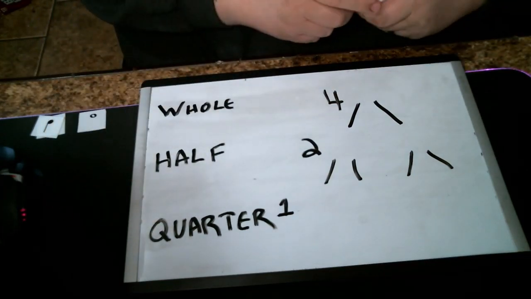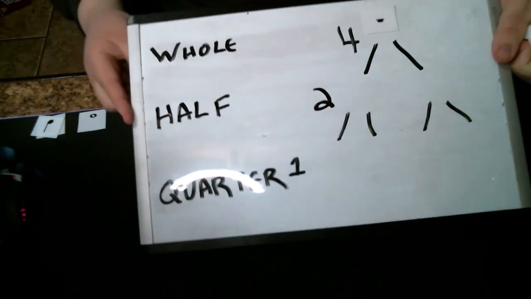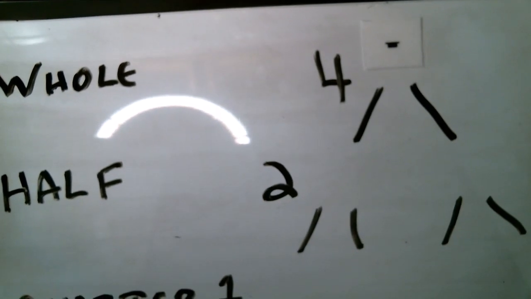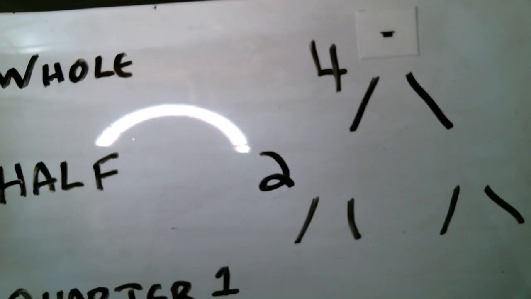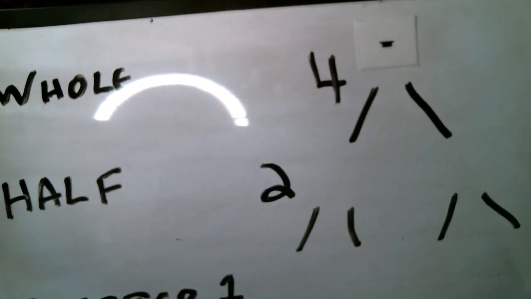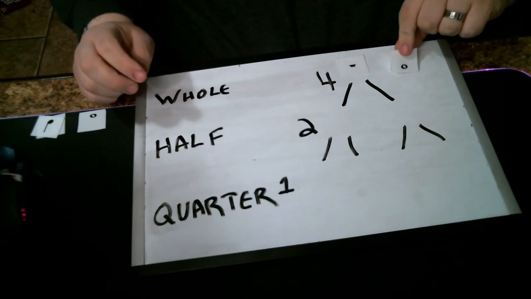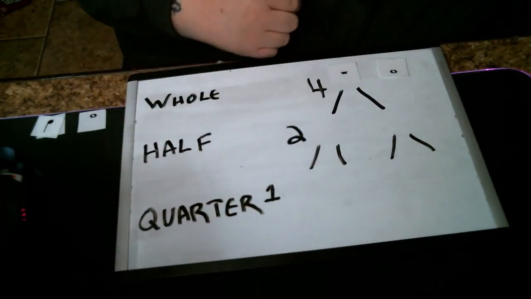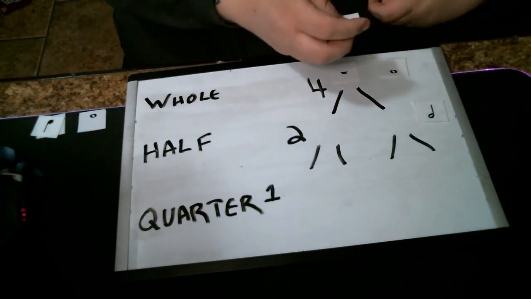Let's start with our whole rest, which is this one right here. It sits and hangs down from a staff line, usually off of the fourth line. And it again is just like a whole note. It is 4 beats. Let me put the whole note over here so we can see that. The half note gets a half rest.